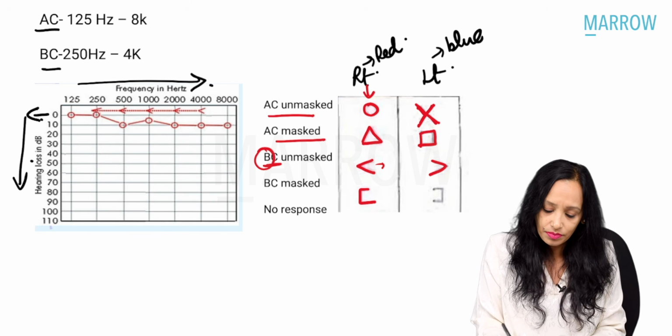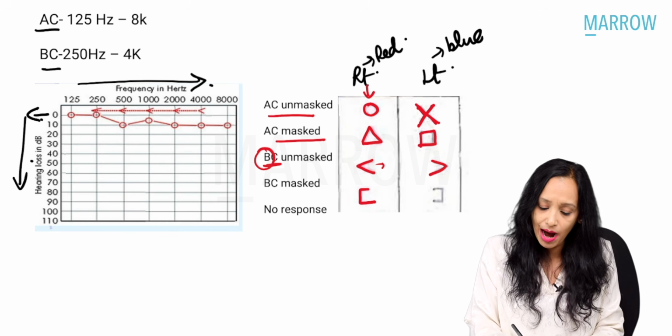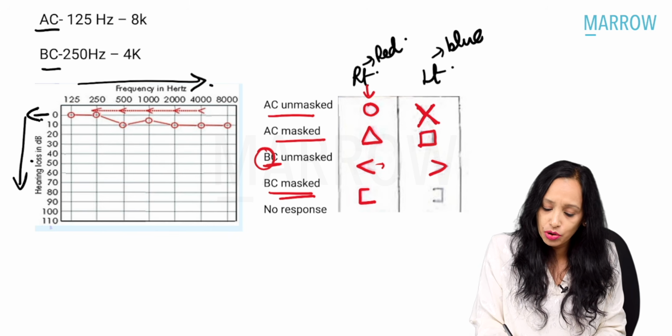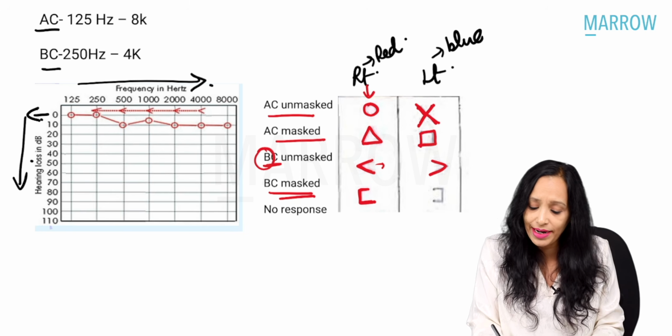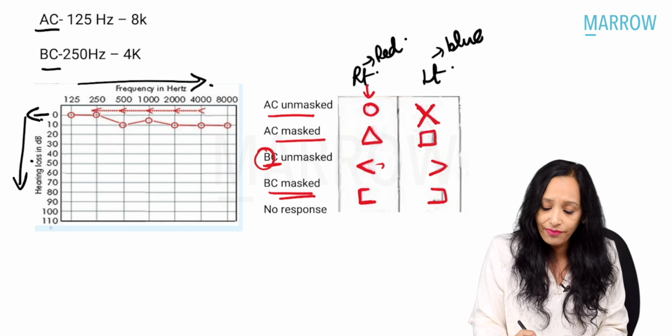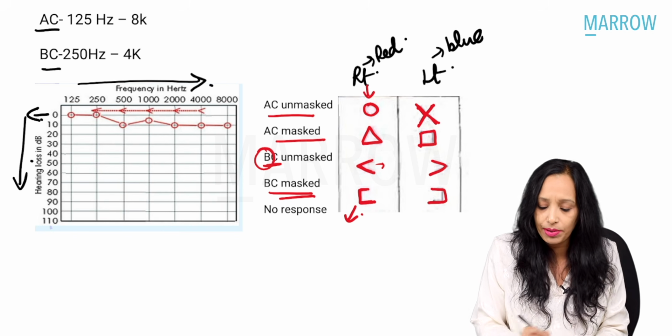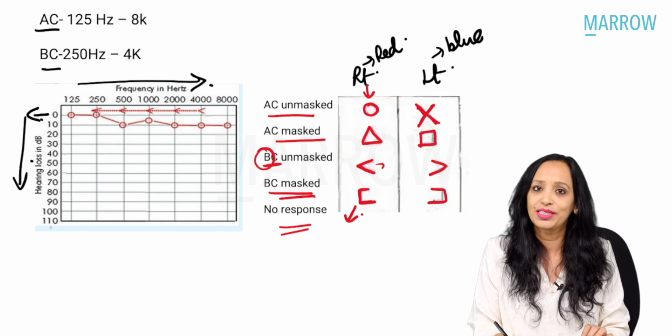Same for the masked, bone conduction masked. So the unmasked is like less than and more than bracket, and masked is like the complete bracket. Again, for the right ear, it opens towards the right, and left ear, it opens towards the left. And whenever there is any arrow in any symbol, it means that there is no response, right?